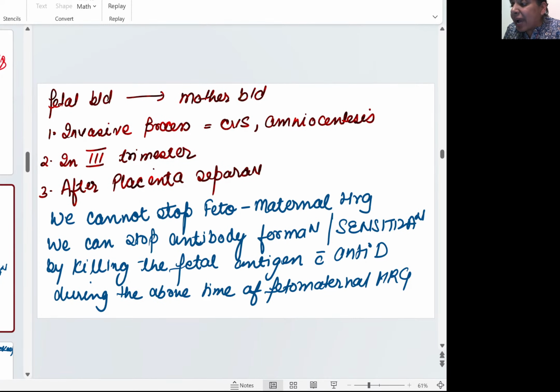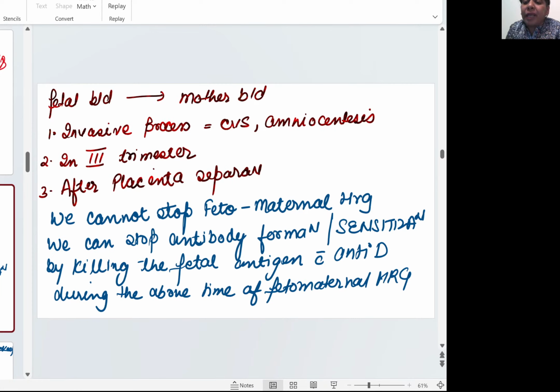Now, let us see how we manage an Rh negative patient. We told that whenever fetal blood goes into the mother's blood, write down in the chat box, when the fetus blood goes into mother blood. Very rarely the fetus blood goes into the mother blood.